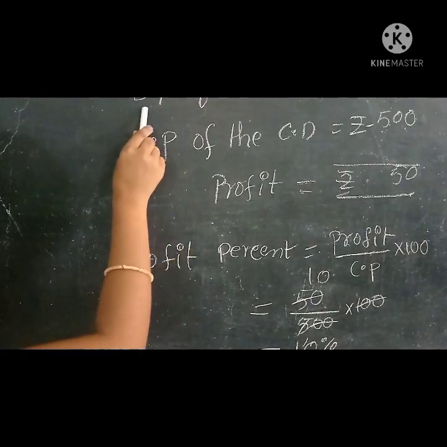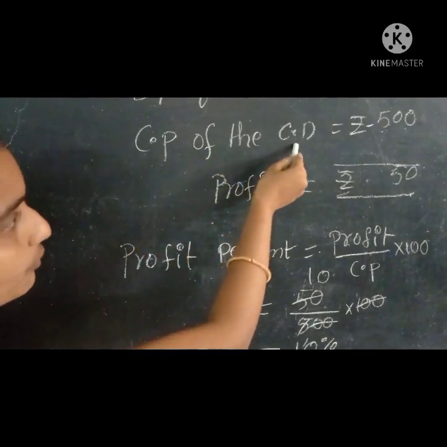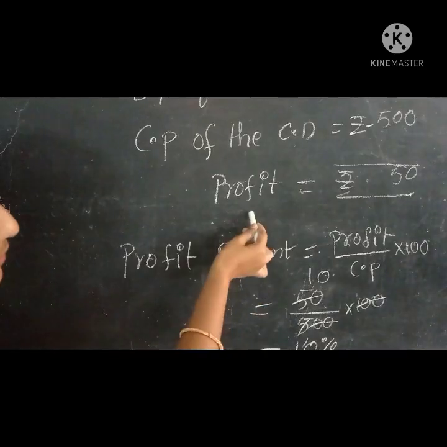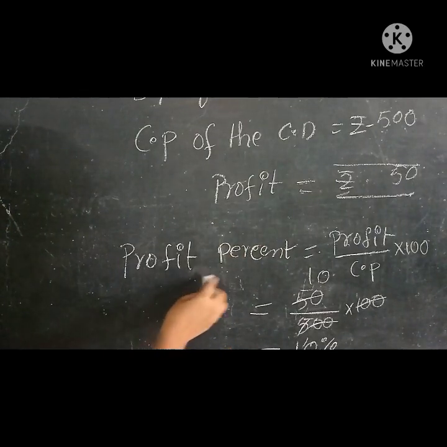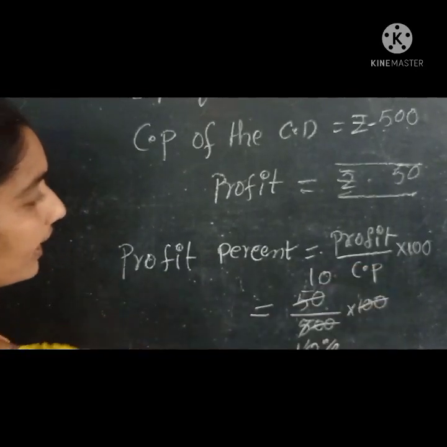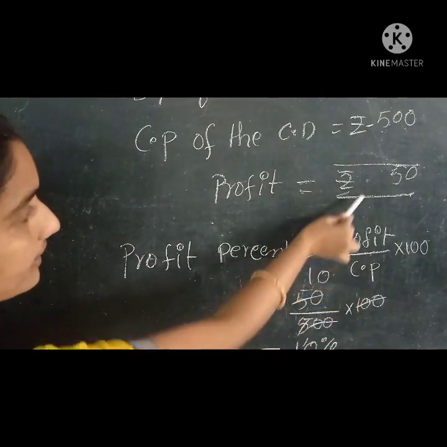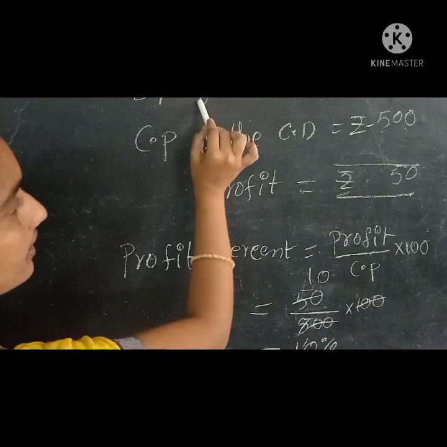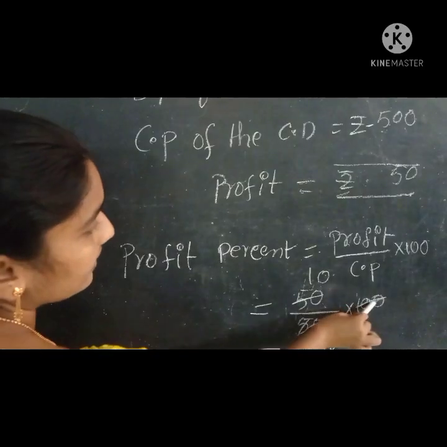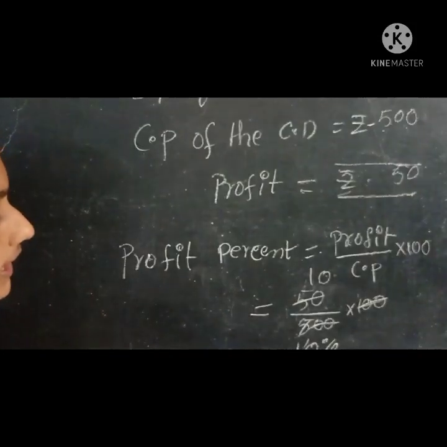So here the selling price of the CD is equal to 550 rupees. Cost price of the CD is equal to 500 rupees. So here, profit or loss? Profit. So what is the formula for profit percent? Profit percent is equal to profit by cost price into 100. So 50 by 500 into 100. 50 means profit, 500 means cost price of the CD. Cancel these two zeros. 5 ones are 5, 5 tens are 50. Total how much percent? 10%.